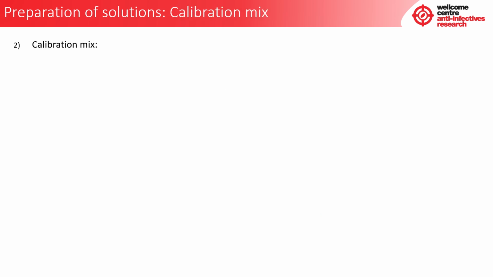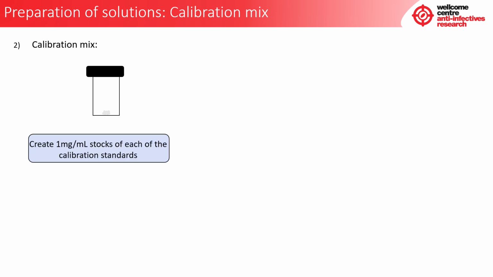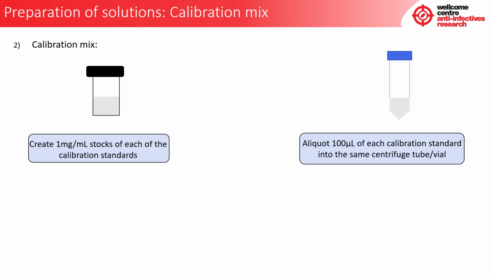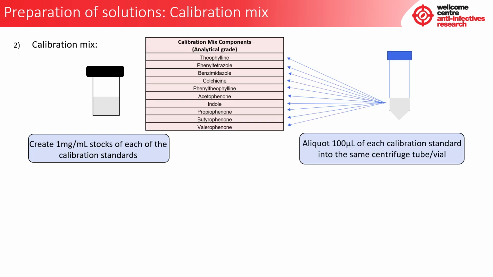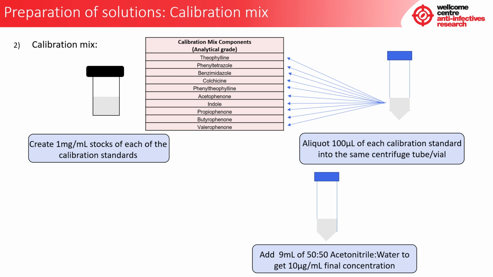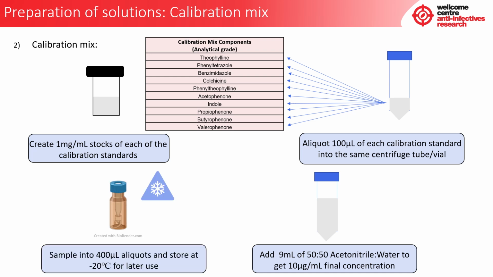Now we can prepare our calibration mix. First, create 1 mg per ml stocks of each of the calibration standards. Aliquot 100 microliters of each calibration standard into the same centrifuge tube or vial. A table of the calibration standards is listed here. Add 9 ml of 50-50 acetonitrile water to get 10 micrograms per ml final concentration. Finally, sample into 400 microliter aliquots and store at -20 degrees Celsius for later use. The calibration standards can be stored and used for up to 6 months.